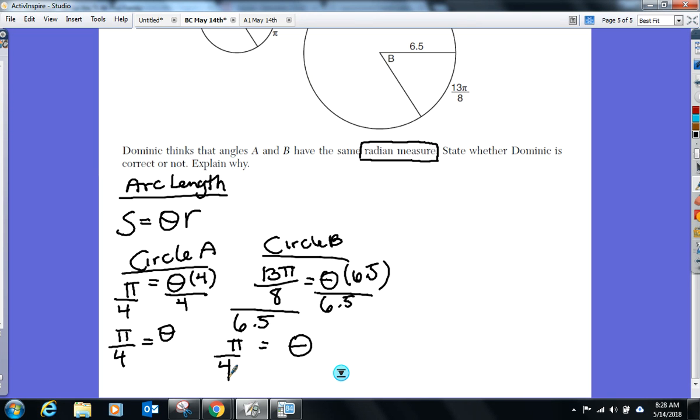And notice what's the last two words there of that problem. Explain. Remember, explain means your work's not good enough. That's justify. You can leave your work if it said justify why, but explain why: write a sentence or two telling me why they're equal. Both angle A and angle B come out to be pi over 4 radians, which is the same radian measure. You have to write some kind of concluding statement.